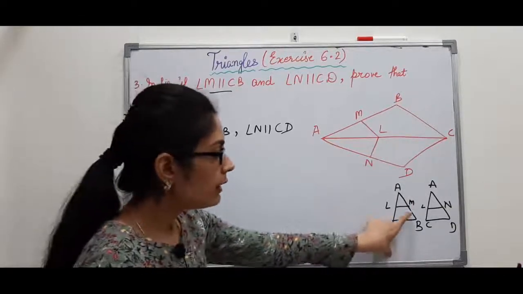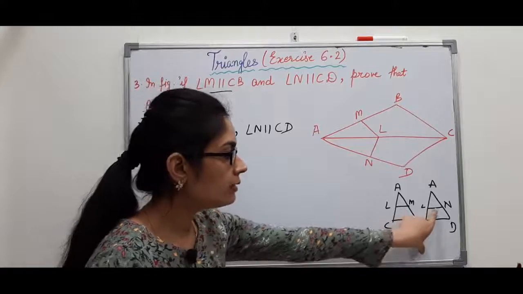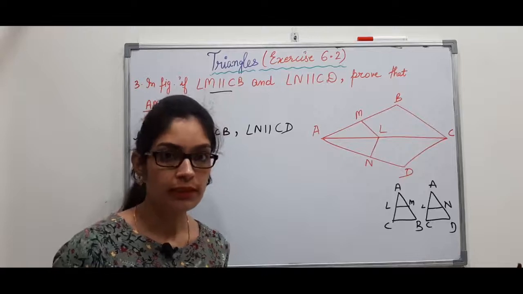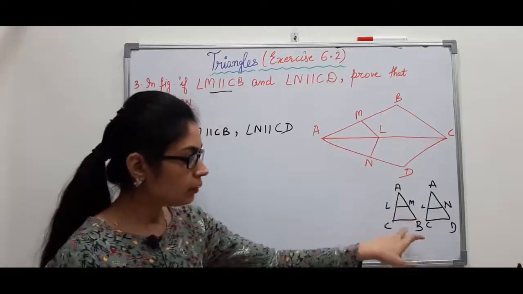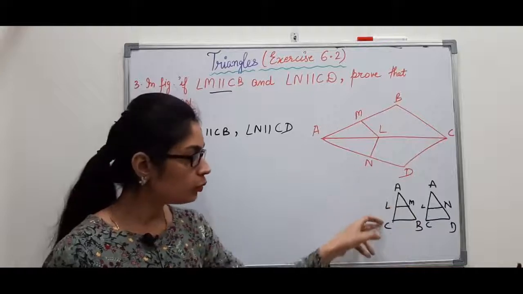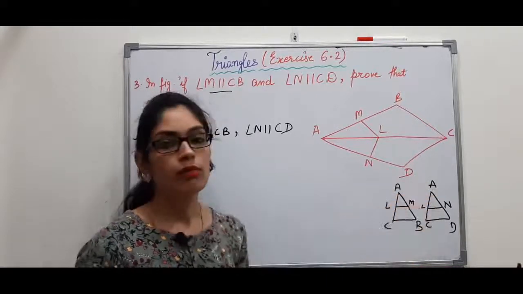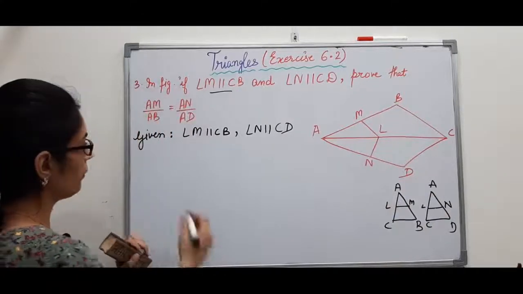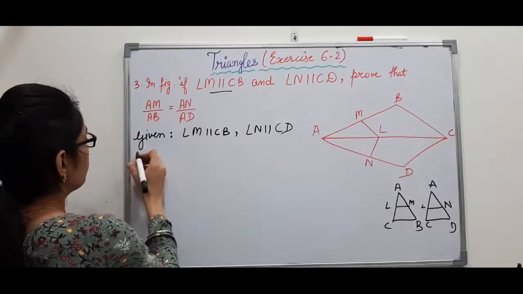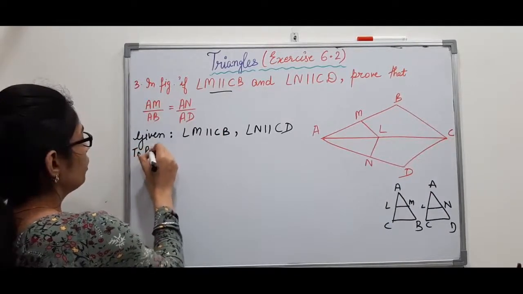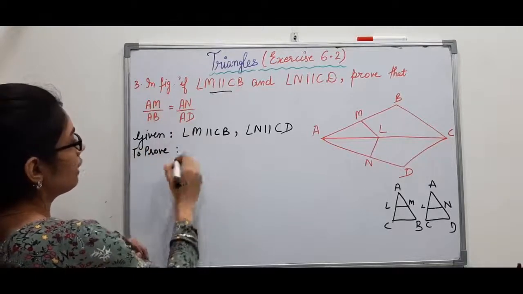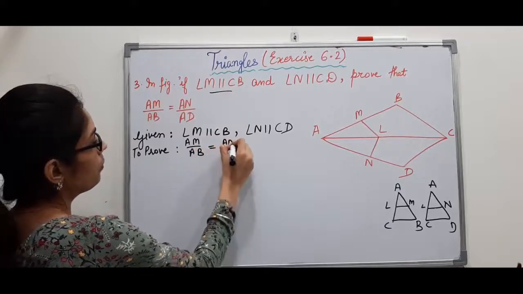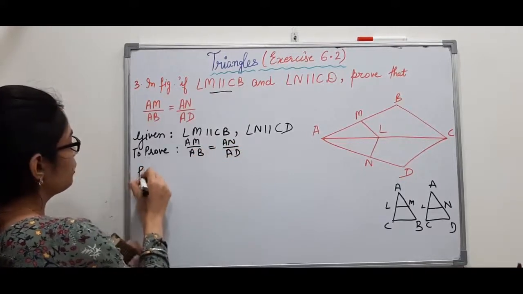Now it is already given that this line is parallel to this and this line is parallel to this. So directly we can use the result of the basic proportionality theorem. When a line is parallel to the third side of the triangle, the other two sides of the triangle are in the same ratio according to the basic proportionality theorem. So first of all, the given we have written, and then to prove, this thing you can write: AM upon AB is equal to AN upon AD.